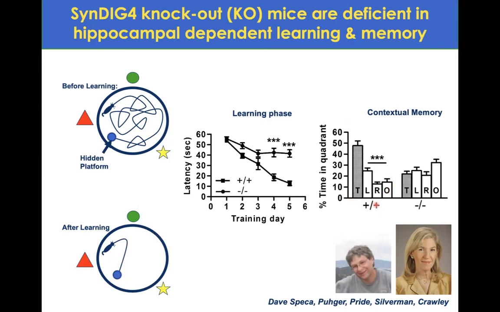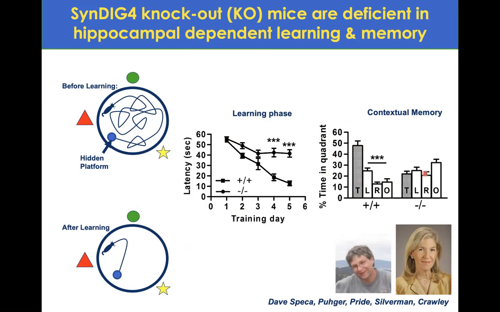And wild type mice, again, spend the vast majority of their time in the target quadrant because this is where they found the hidden platform last time. Whereas the knockout mice spend an equal amount of time within each of these quadrants. So again, they're not really learning. Even this decreased latency is not reflective of memory, contextual memory in this case. So this was quite striking.